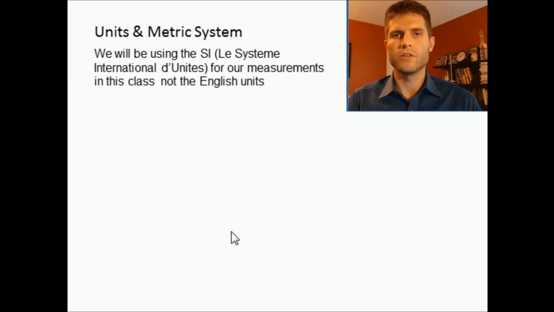Let's see what the units are in the SI units versus the English units. Since we are in the United States, I'm going to be comparing a lot of these things to the English units. So what is the SI unit for length? Well, it's going to be considered a meter.